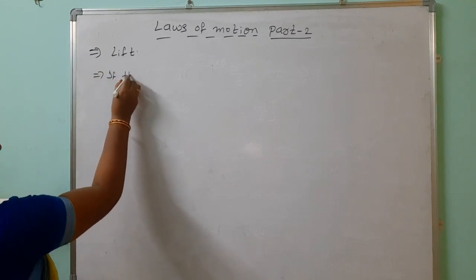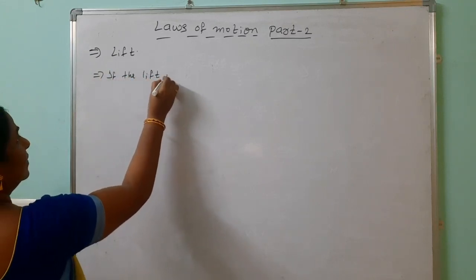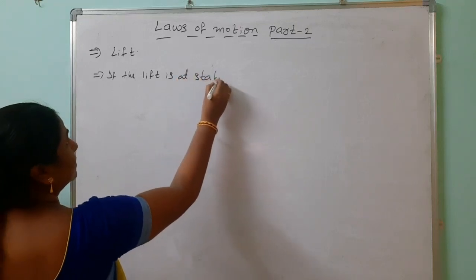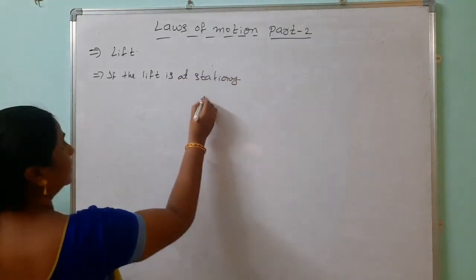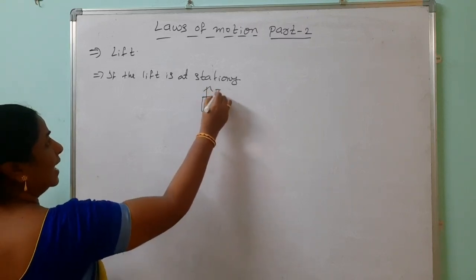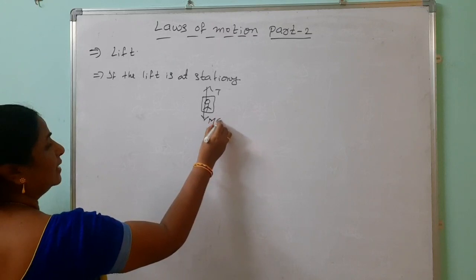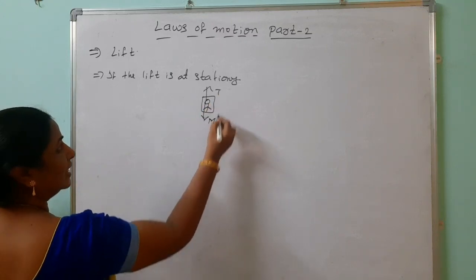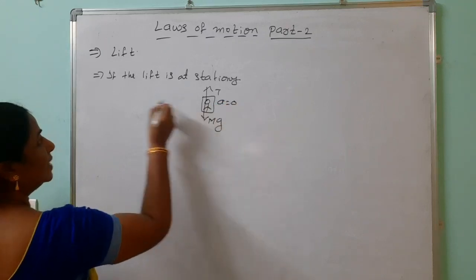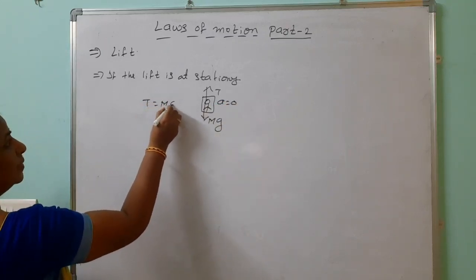If the lift is stationary, means what? Tension is acting upwards, weight is acting downwards. This is the action, and the reaction is on the thread. Here acceleration equals 0, which means we can write T equals mg.